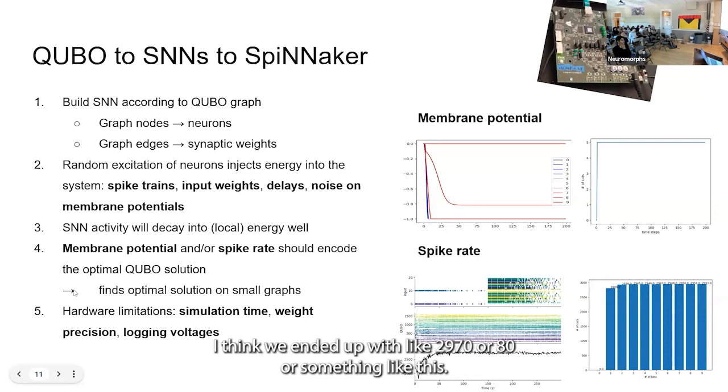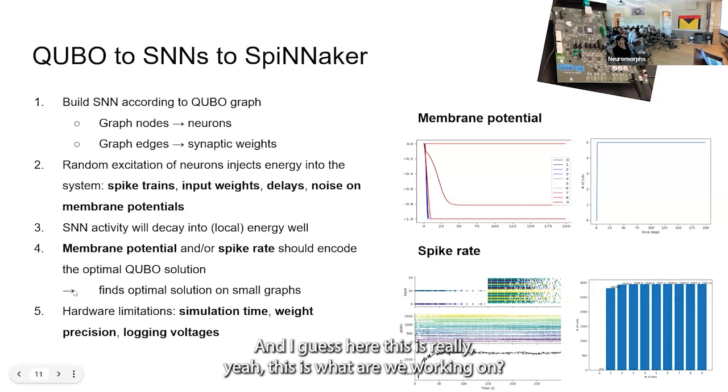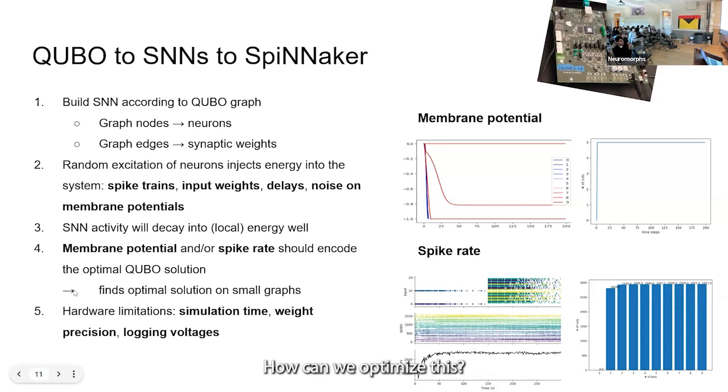I think we ended up at like 2,970 or 80 or something like this. You can see that here. And this is really what we're working on: how can we optimize this?